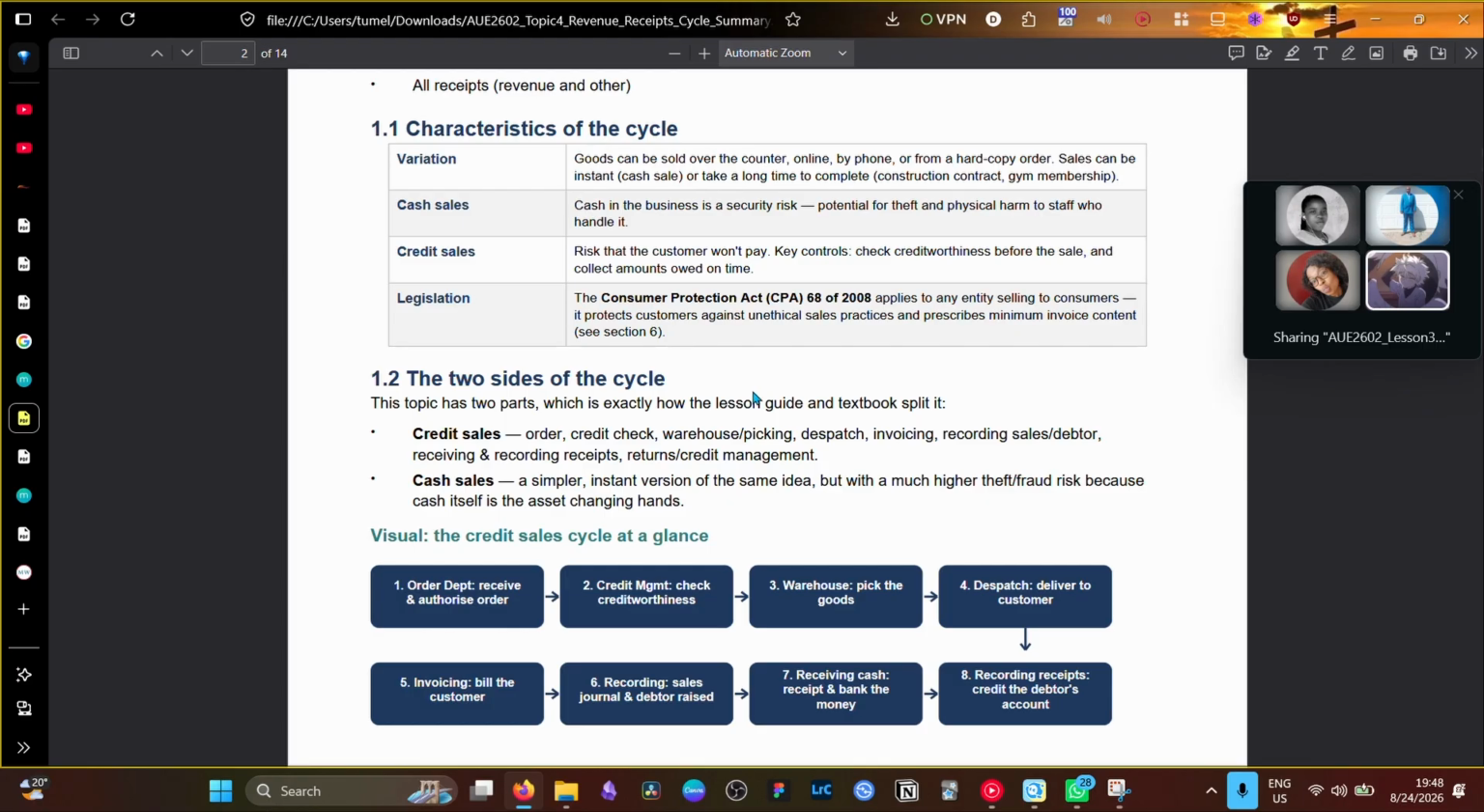So when they say warehouse and picking, you order online and you pay on credit. People then end up going to that warehouse. Okay, this is what this person ordered, right? And then dispatch. Dispatch means something leaves, exits, right? Then invoicing, and then you record the sale and debtors, and then receiving and recording receipts, returns, cash and credit management. So that is credit sales.